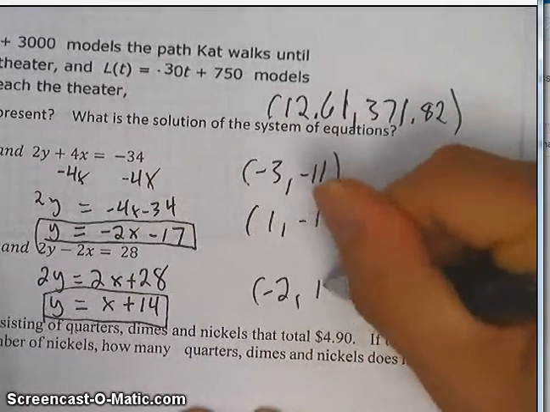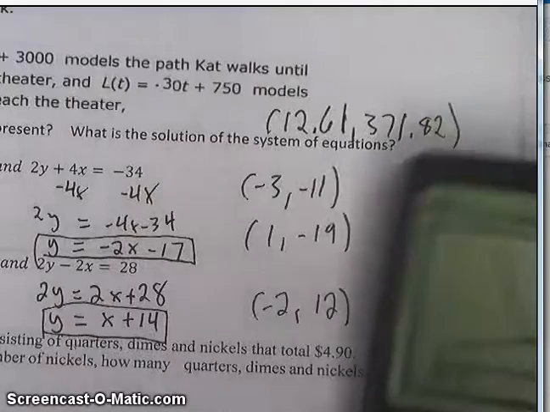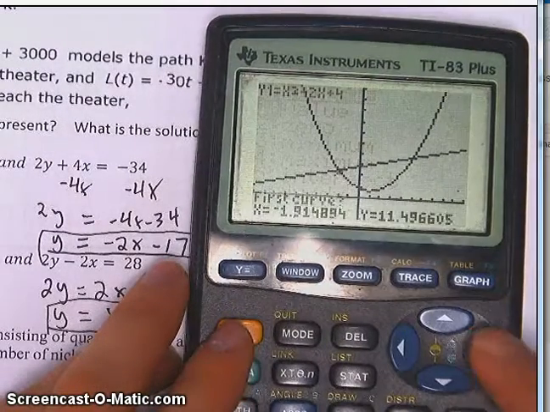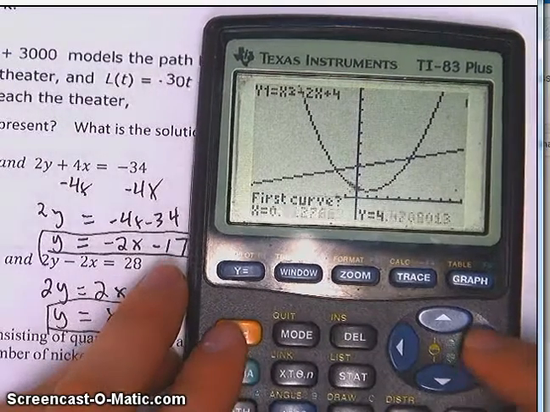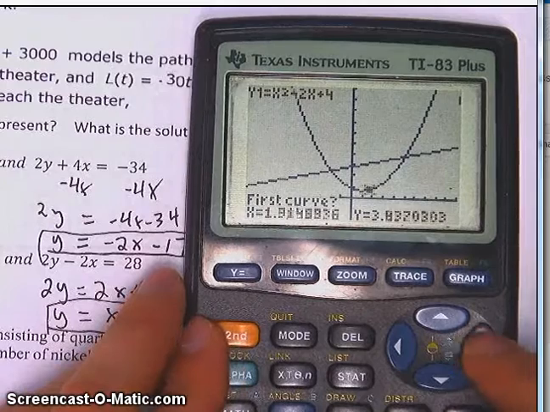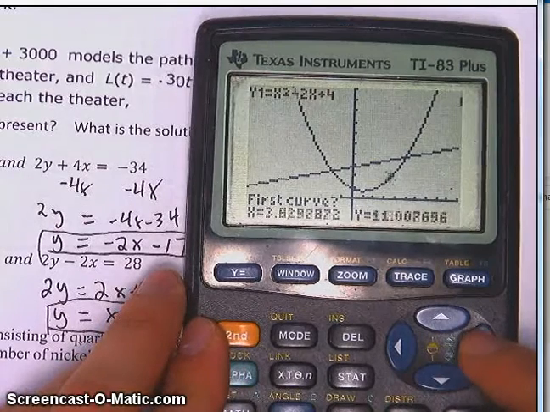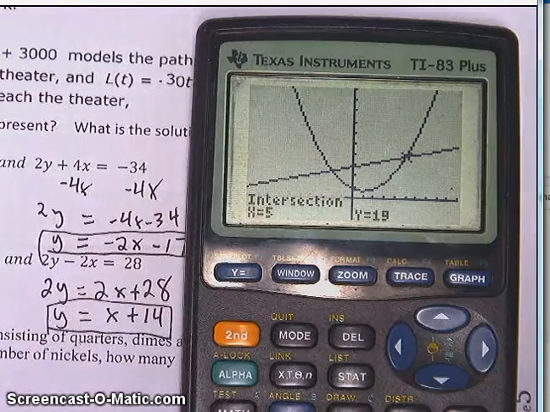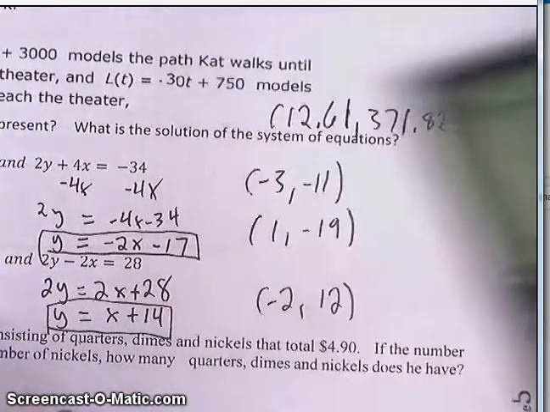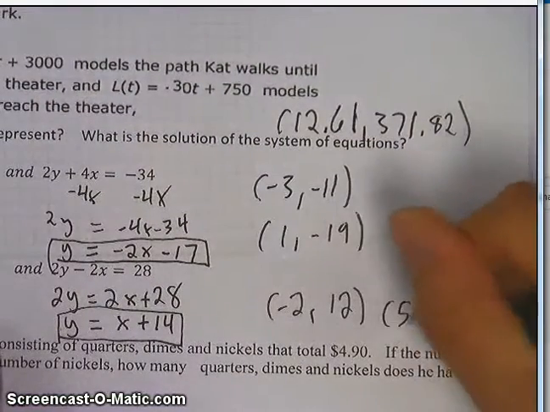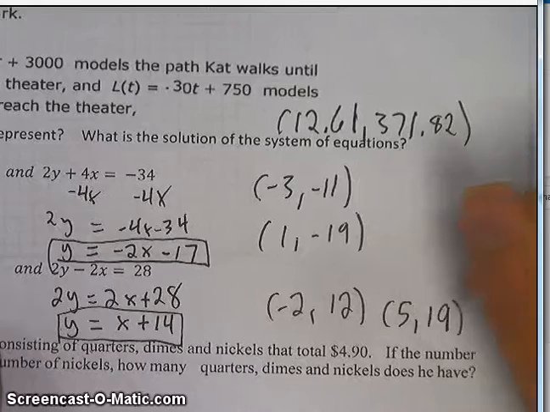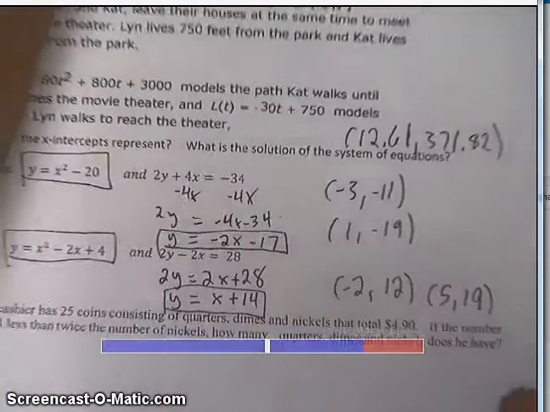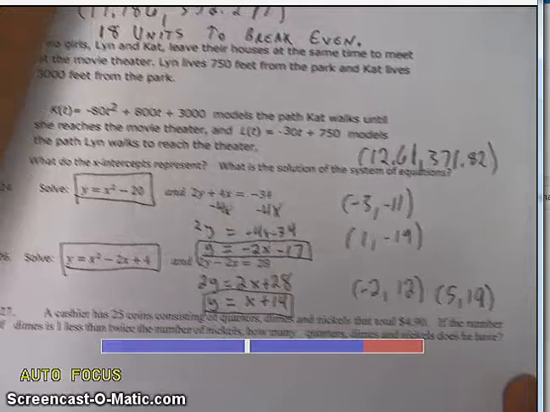Negative 2, 12. And the other solution, second trace 5, move the spider over to the other solution, and then I'll hit enter 3 times again. 1, 2, 3. And the other solution is 5, 19. And that is the answer to number 26. It's been solved. All right.